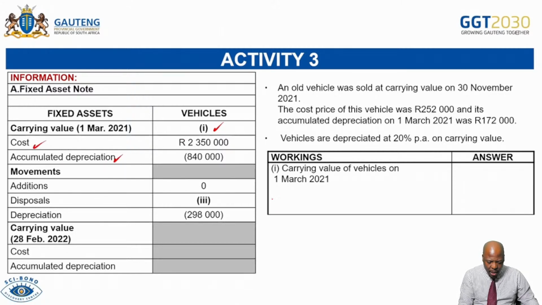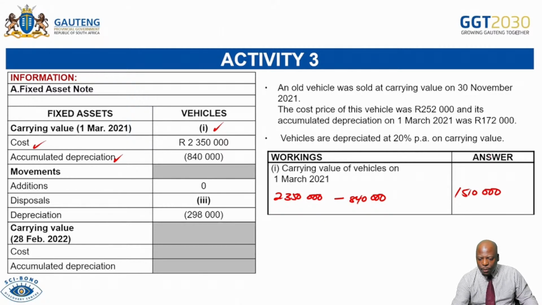So it is my 2,350,000. Then I subtract my 840,000. That gives me my 1,510,000. Okay, let me move on to the next one.